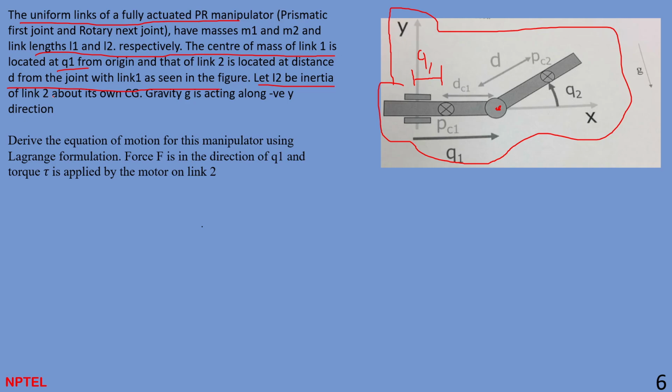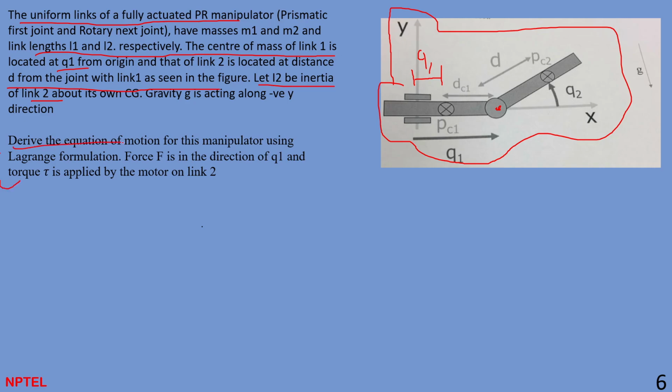Let I2 be the inertia of link 2 about its center of gravity. So I2 is given here. I think it should be I. There is no need for inertia for this one because it's only translating. For this one, you need inertia because it's rotating.